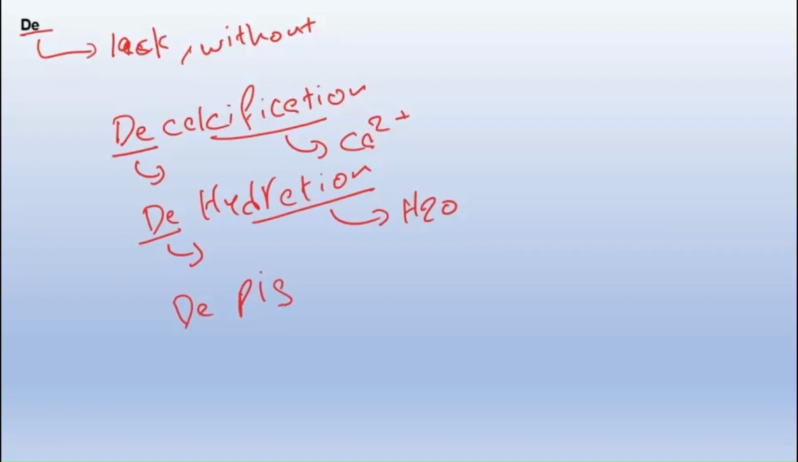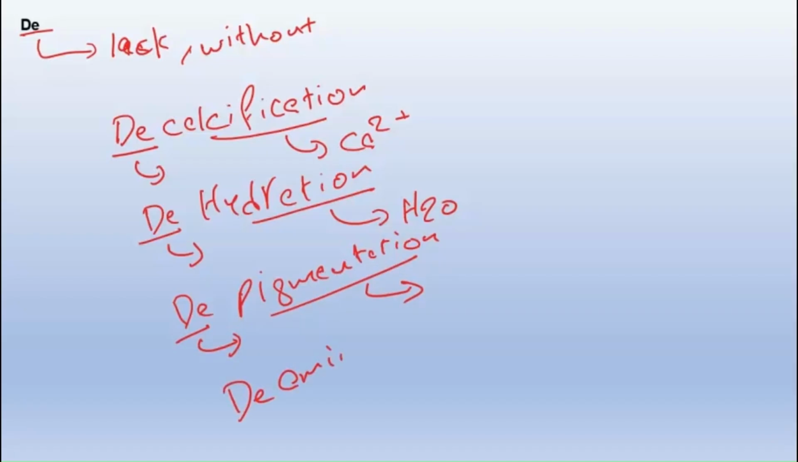Depigmentation. Like some diseases such as vitiligo. So what's it lacking? It's lacking pigmentation. Deamination. DE, lacking what? It's lacking an amino group.